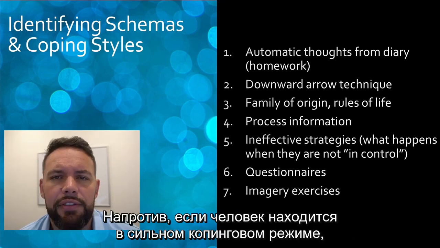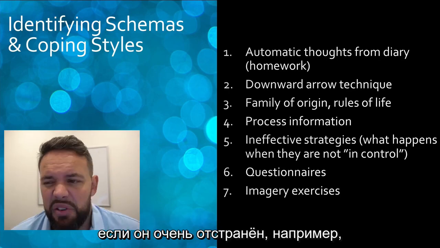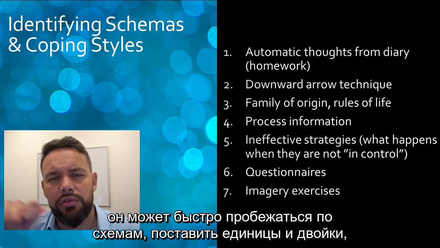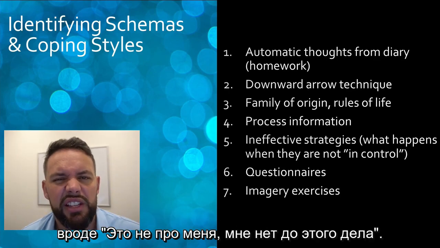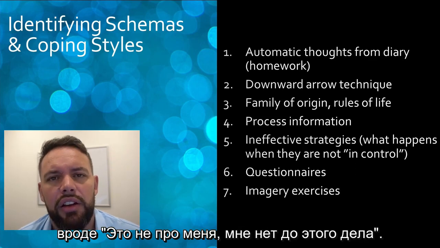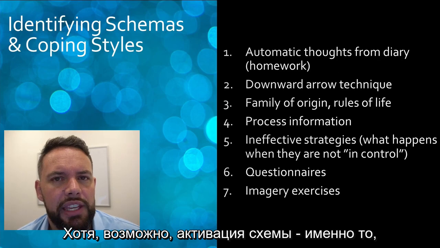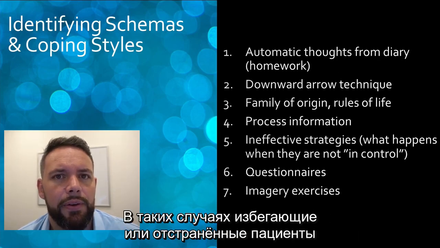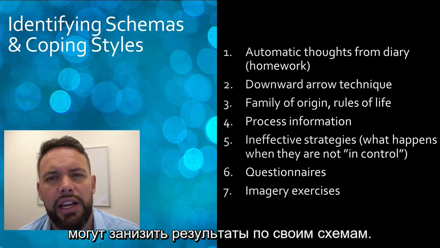And conversely, if a patient is in a very strong coping state, let's say a very detached, avoidant coping state, they might very quickly jump over the schemas and give it ones or twos, sort of, that doesn't apply to me, I don't really care, that kind of thing. And where actually, schema activation might have been the very thing that put them in that avoidant place. So in those cases, very avoidant or detached patients might underreport their schemas.